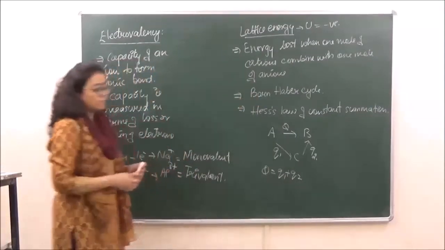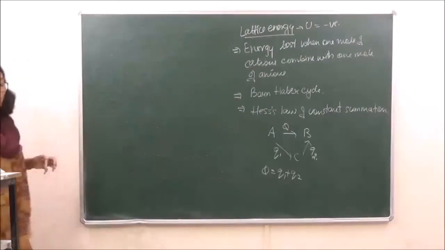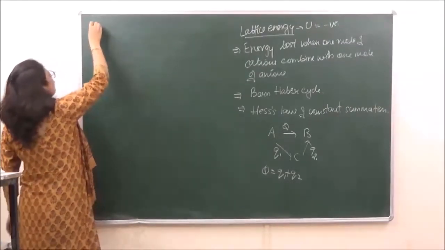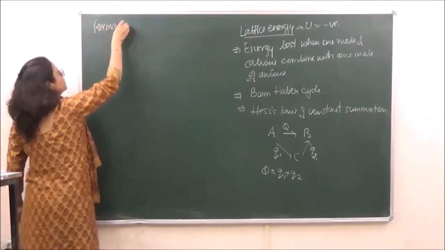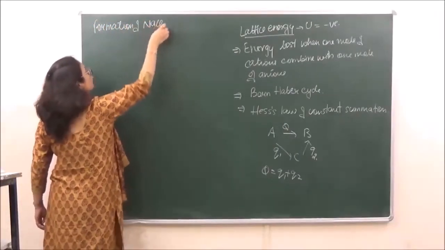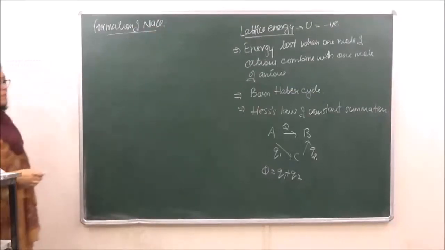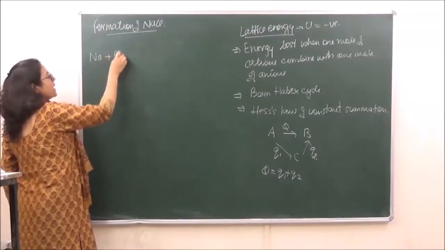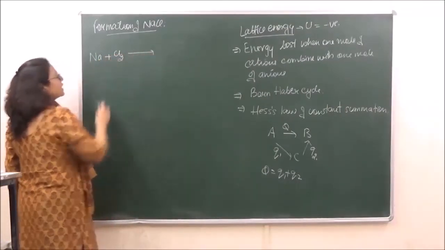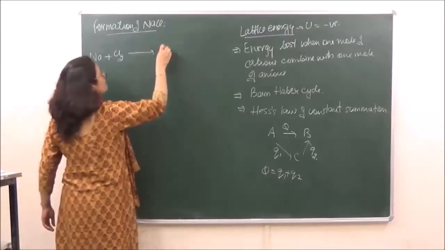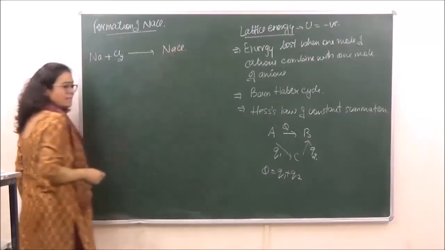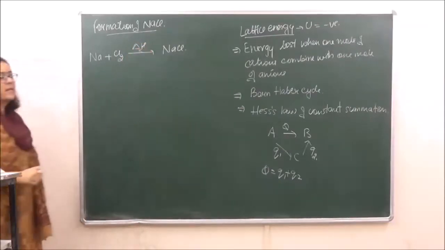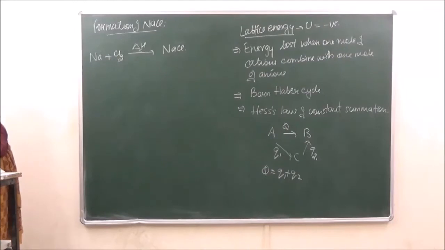So this is Hess law of constant summation, and this law is the base of the Born-Haber cycle. How do we explain the Born-Haber cycle? Let's take the example of the formation of sodium chloride crystal. According to the reaction, Na combines with Cl2 to give NaCl, and the energy change can be represented by delta H reaction.